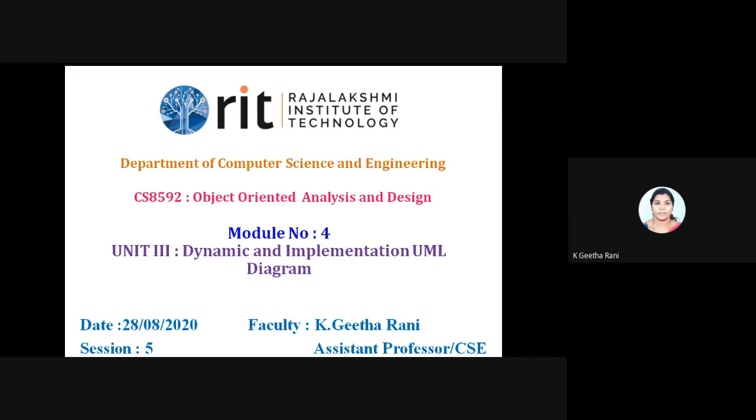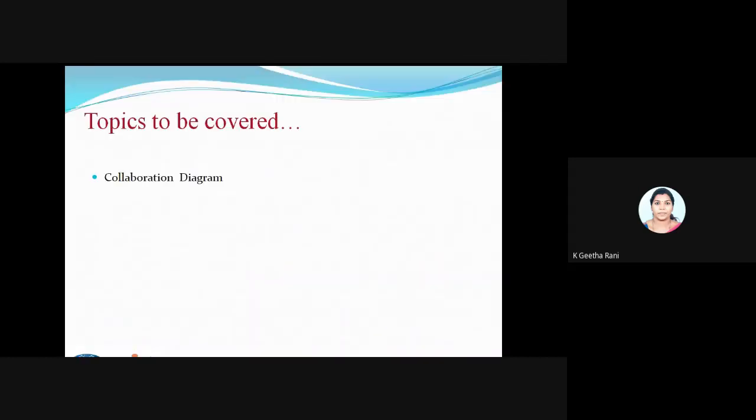So the topic we're going to see today is the collaboration diagram. This falls under the category of interaction diagrams. We have seen the concept of dynamic diagrams, and in this we saw what an interaction diagram is. What are the types of interaction diagram? One is the sequence diagram, and another one is the collaboration diagram.